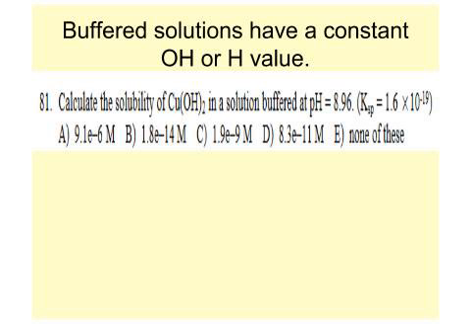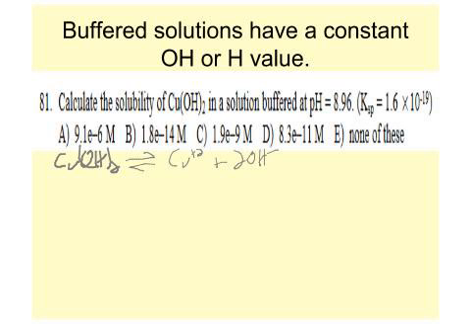Calculate the solubility of Cu(OH)2 in a solution buffered at pH 8.96. So what we do here is Cu(OH)2 is in equilibrium with Cu2+ plus 2 hydroxides. That's a dissolving equation.